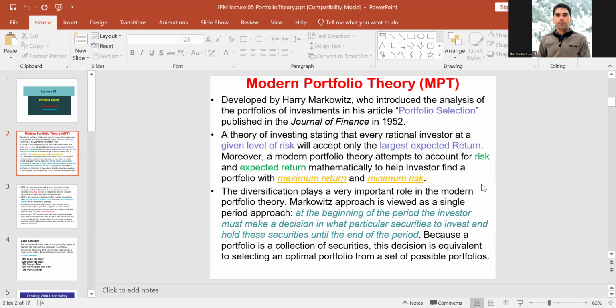Let me give an example for further explanation. Let's think of a farmer. If he grows only wheat and the price of wheat falls, he will definitely suffer. But if he grows wheat and some other crops like rice and corn, a fall in one may be offset by another crop. That's called diversification.